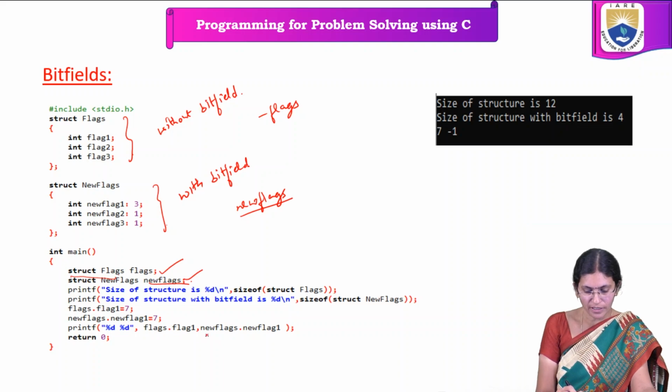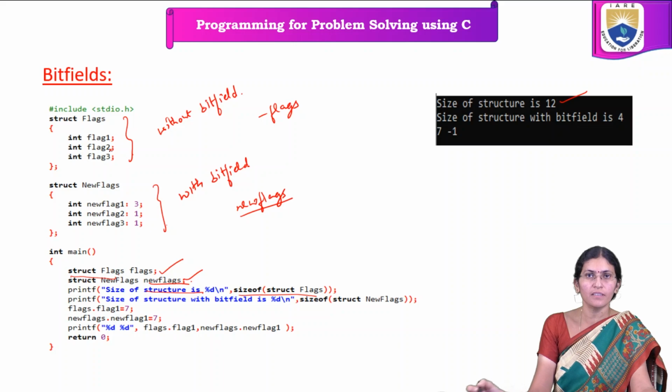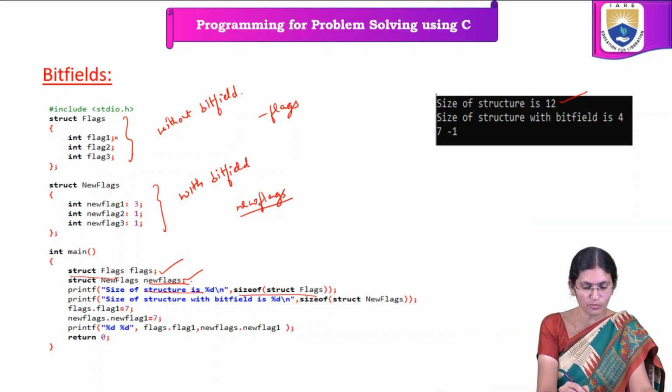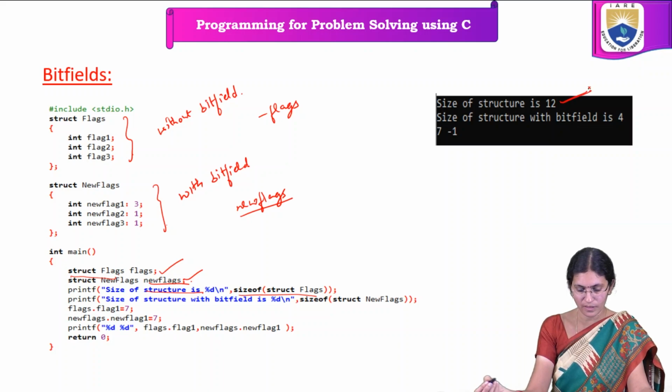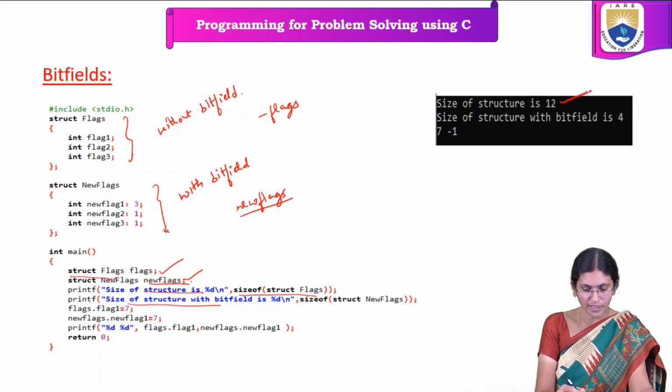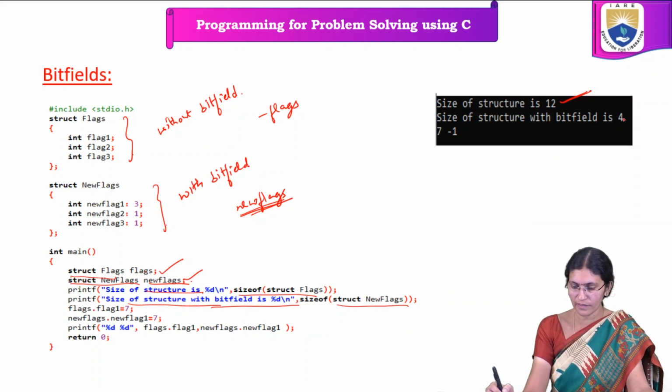Now if you try to print the size of this structure, the output is 12. Why? Because we have defined 3 members of the structure and each member is of type integer. Integer type requires 4 bytes, therefore 4 into 3 is equal to 12. Next, if you try to print the size of the structure variable with bit field, sizeof struct new flags, the size is given as 4.